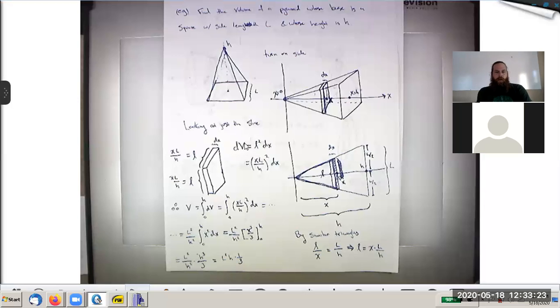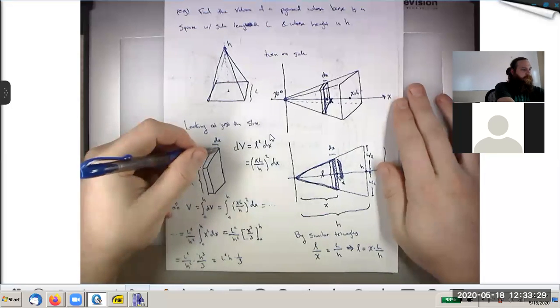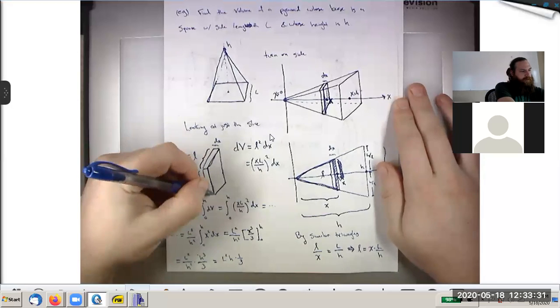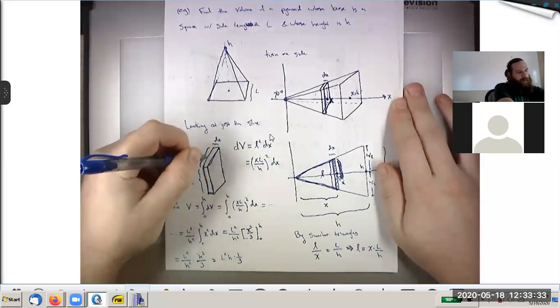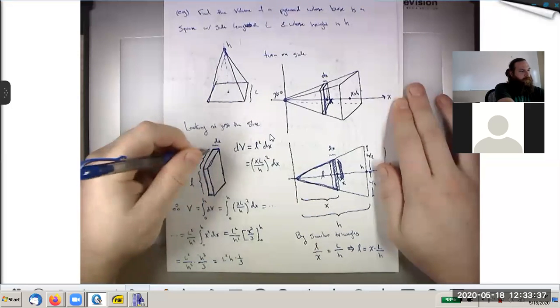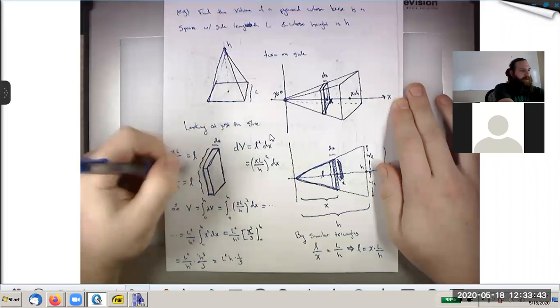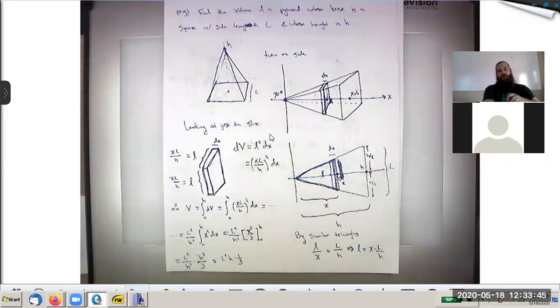Because I need my dV here, so I'm taking the volume of this slice and I'm integrating that. And the volume of that slice is the length times the width times the height. So that's L times dx, which is L squared dx.